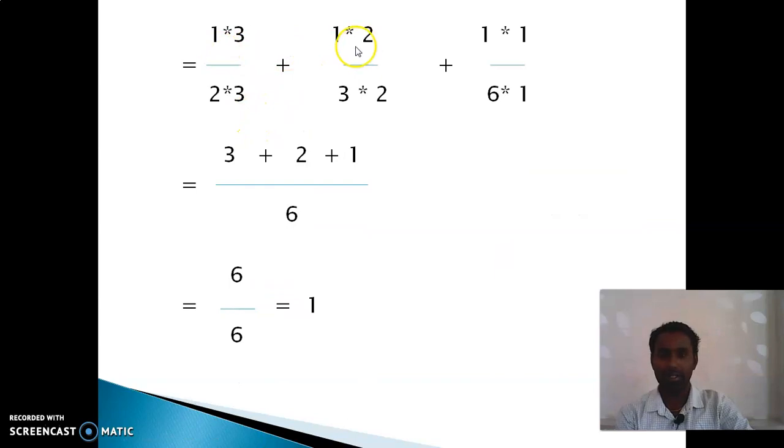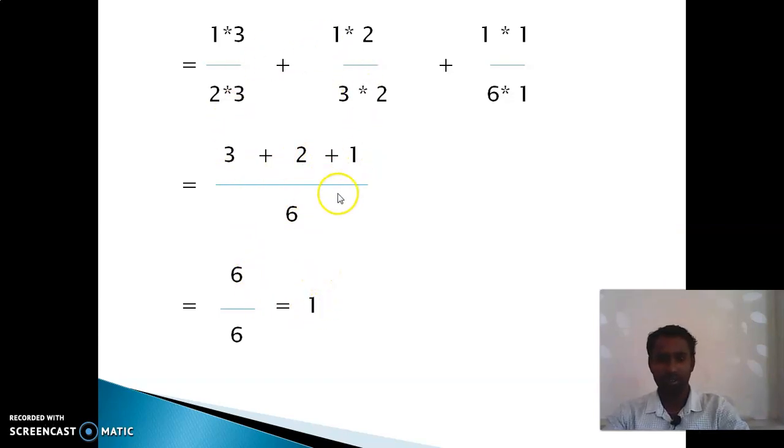So just change the fractions. Here 1 by 2. The LCM is 6, so we have to change the denominator to 6. For that we have to multiply. Whichever value we multiply will give 6 in the denominator. So 2 into 3: here multiply by 3, here multiply by 2, here multiply by 1. Whichever number you multiplied in the denominator, multiply the same number in the numerator also. So 1 into 3, 1 into 2, 1 into 1. Now find the value: 3 plus 2 plus 1. 3 plus 2 is 5, 5 plus 1 is 6. So 6 by 6, which is equal to 1.